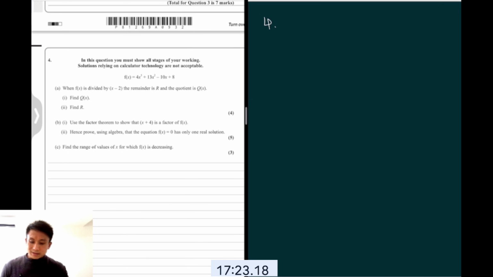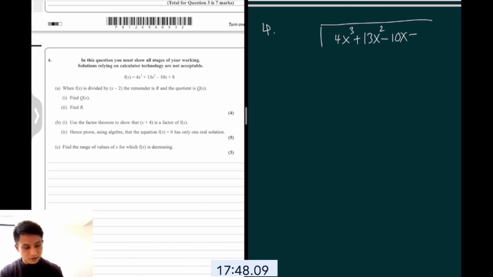Part A, when f(x) is divided by that, the remainder is r and the quotient is q(x). Right. So we might have to do long division here, because they want the quotient as well. So the quotient is what you get from division, like on top if you do long division. So let's do it. 4x cubed plus 13x squared minus 10x plus 8. You got to be careful that all the terms are actually in descending order. If there are missing terms, then you just add dummy terms like 0x or whatever. Yeah. And then we divide by x minus 2 there.